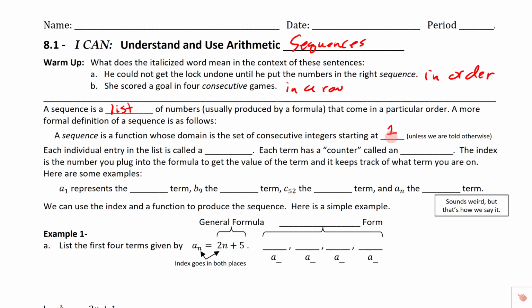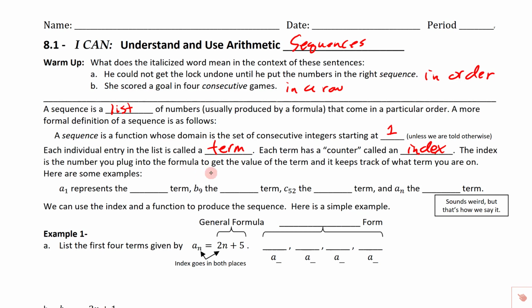Each individual entry in the list is called a term. So we'll write the word term right here. And each term has a counter, and that counter has a fancy name. It's called an index. When we talk about the index, we're talking about the term that we're on. The index is the number that you plug into the formula that gives you the value of the term, and it keeps track of which term you're on.